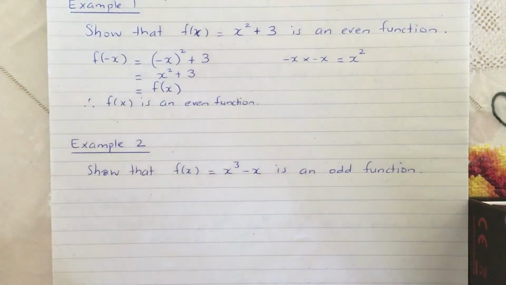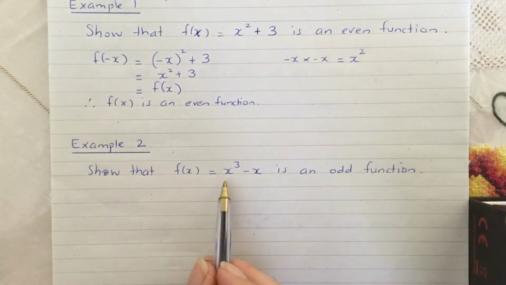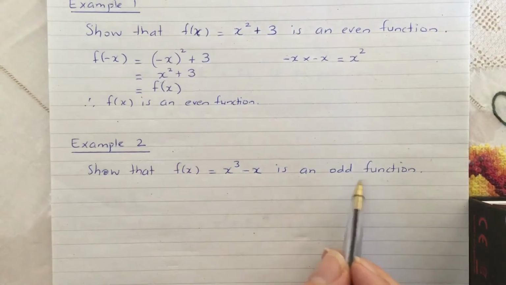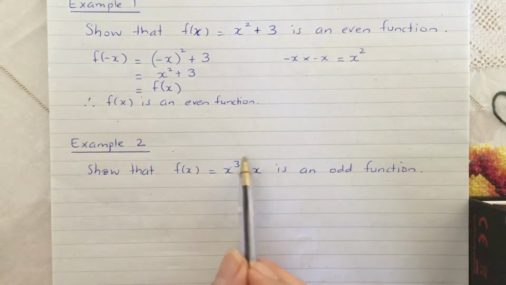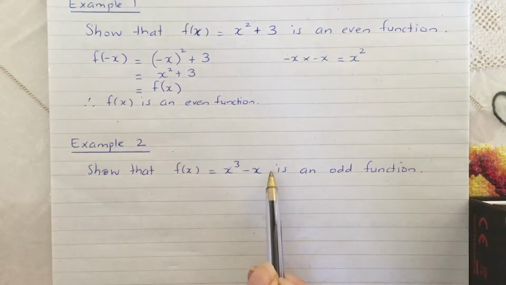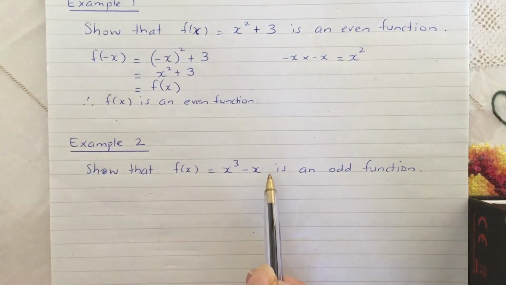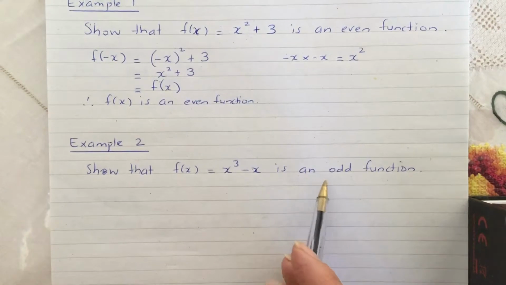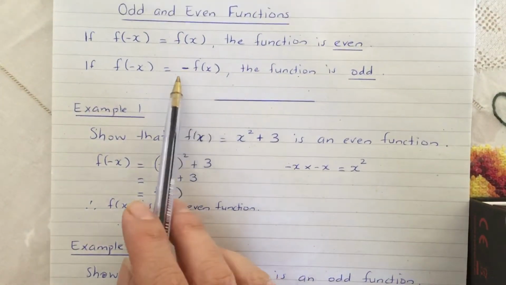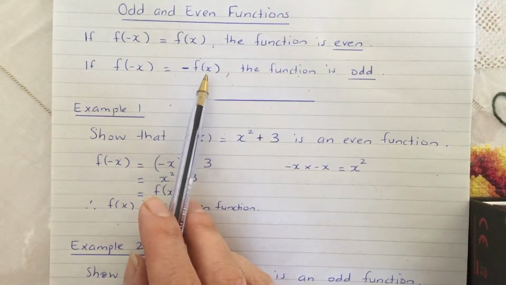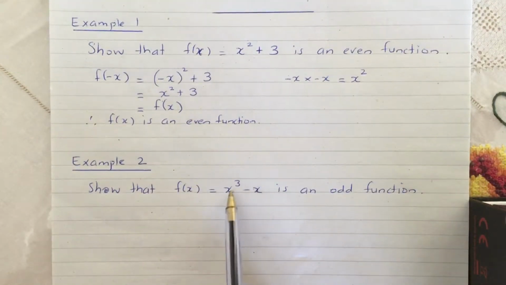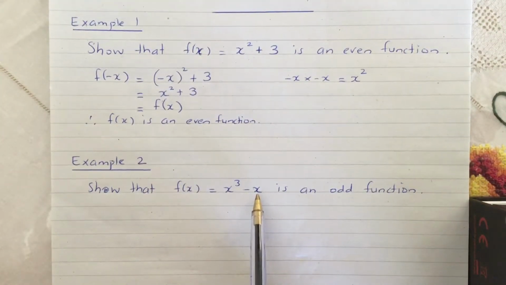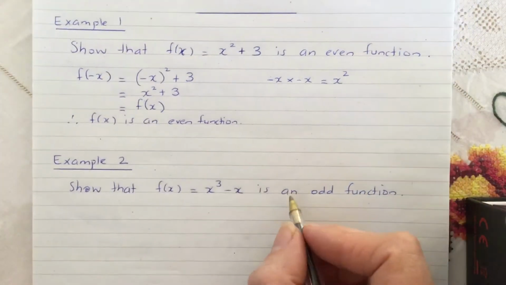Example 2 says, show that f of x equals x cubed minus x is an odd function. Now, for an odd function, you're not going to get exactly the same function in the end, of course. That's for an even function. But for an odd function, you should end up with minus f of x. That means that you should end up with the same terms but with a minus in front of each. So you should end up with this.